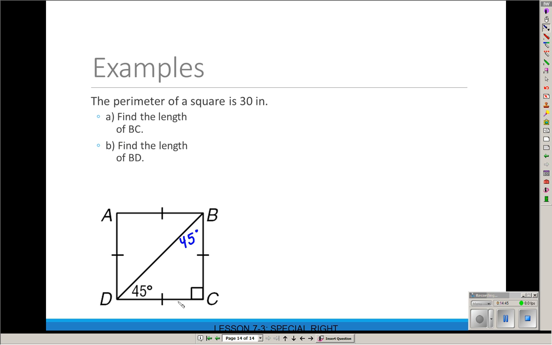Now, I don't have any side lengths yet, so I need to do some reasoning here to figure out a side length. What did they give you? Well, they told you the perimeter is 30 inches. The perimeter is the distance around, and in a square, since all four sides are the same length, I can divide 30 by 4 to get what one of the sides is. 30 divided by 4 is 7.5 inches. So each of these sides of the square is 7.5 inches.